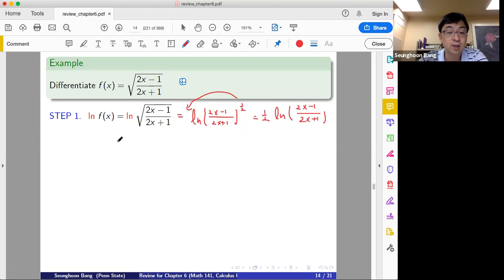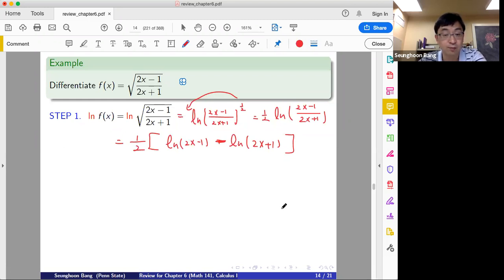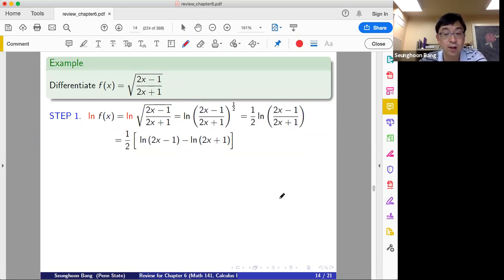One more. This is like quotient form. You can change it to the difference. You can keep this one: ln of numerator 2x minus 1, minus ln of 2x plus 1. The split. It's like step 1. Step 1. So like this.